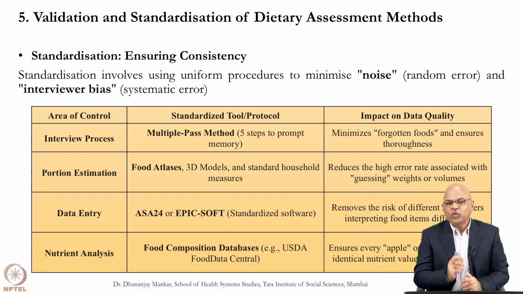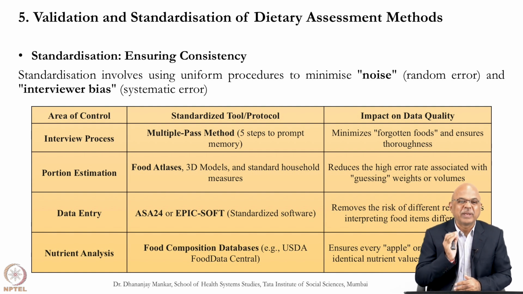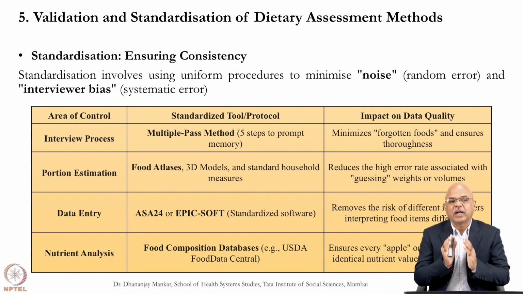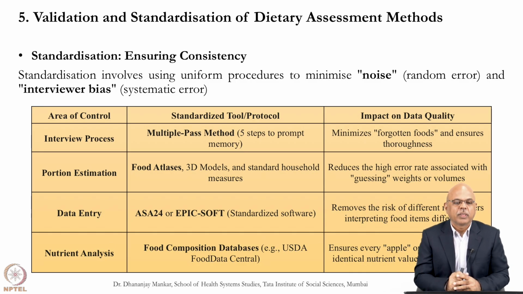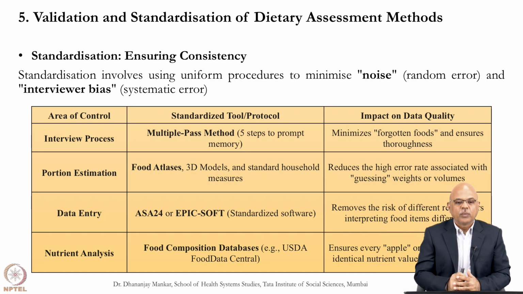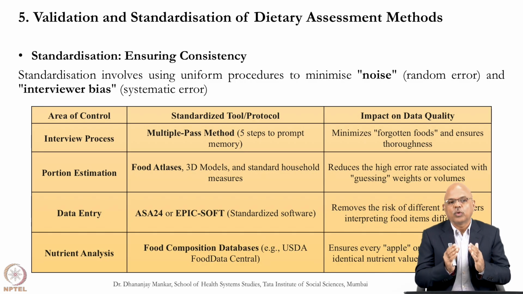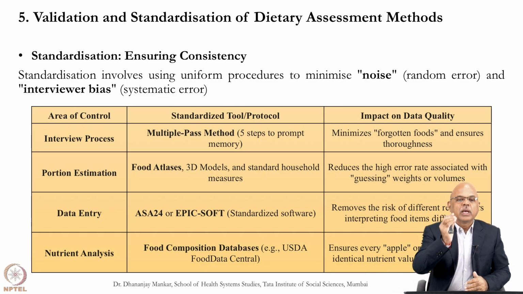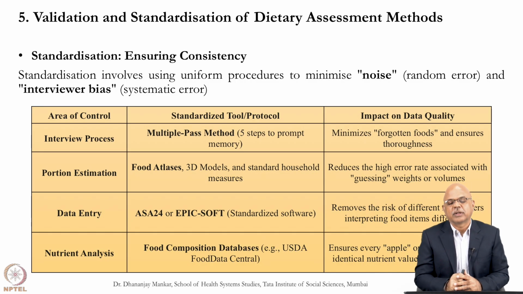Now, for ensuring the consistency, we need to see the standardization, which involves uniform procedures to minimize the noise, that is random error, and the bias, that is systemic error. If we talk about the areas of control, that is the interview process, portion estimation, data entry and nutrient analysis, we understand that standardized tools and protocols for the interview process give us the multiple pass method, that is a 5-step prompt map.